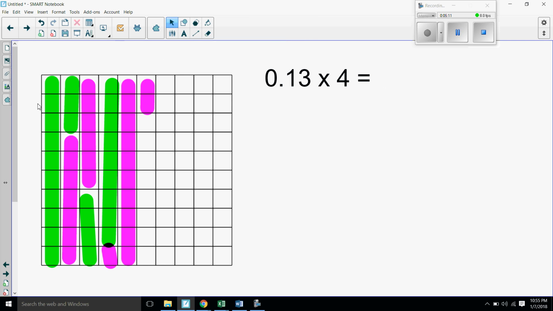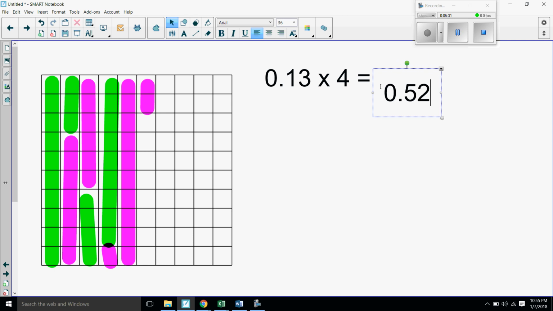So what I'm going to do over here is say, there's 10, there's 20, 30, 40, 50, and then 2. So 52 should be our answer. 13 times 4 is 52. So our answer is 0.52. It's as simple as that, guys. There's 52 hundredths shaded. That's how you write 52 hundredths right there.